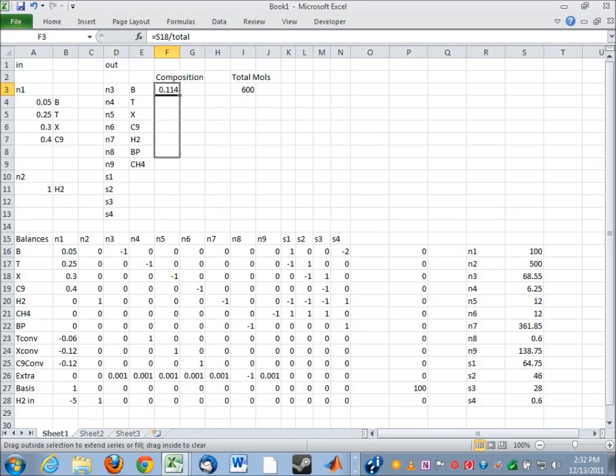Now, to make sure we haven't made any errors, we'll just add up this column, verify that it equals 1, so it looks like our math is probably all worked out here.